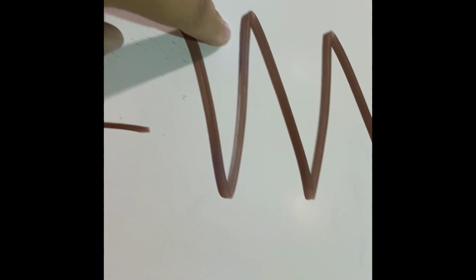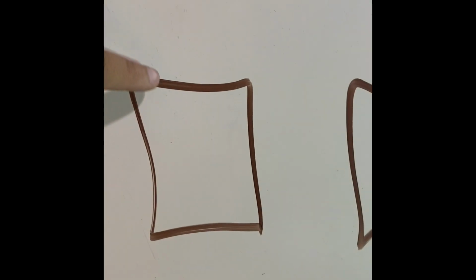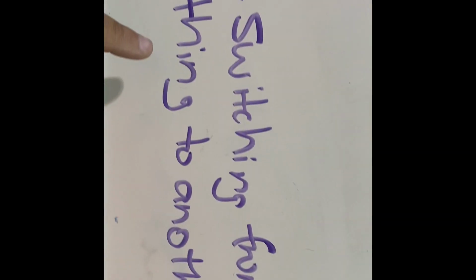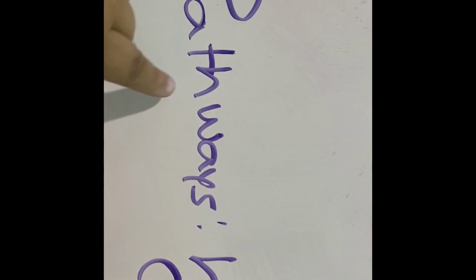Pathways. Pathways are how you move, or directional. Some pathways are zigzag, circular, straight, triangular, curved, and square. Transition means switching from one thing to another. So in today's lesson, we're going to practice locomotor movements, pathways, and transitions.